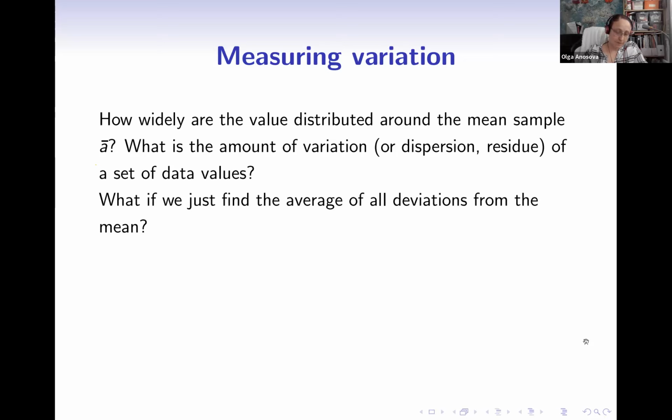What will happen if we take just the average of all deviations from the mean? Well, maybe thinking about a simple example might help. So what will happen if we take the very simple set consisting of two values, -1 and 1, and take the average of deviations from the mean just for this set? What will be the average of all deviations?